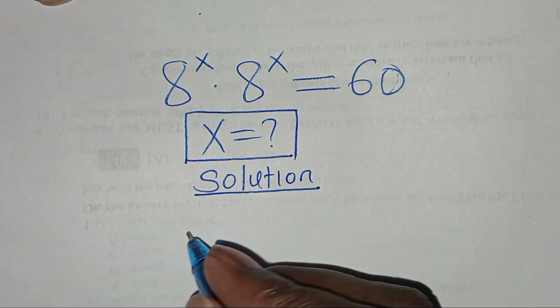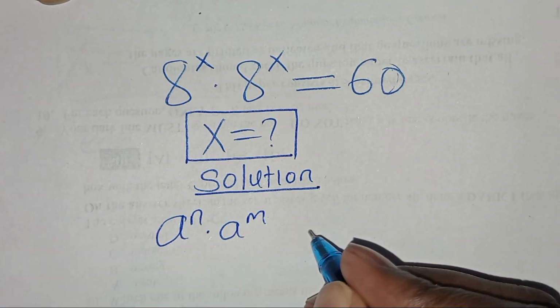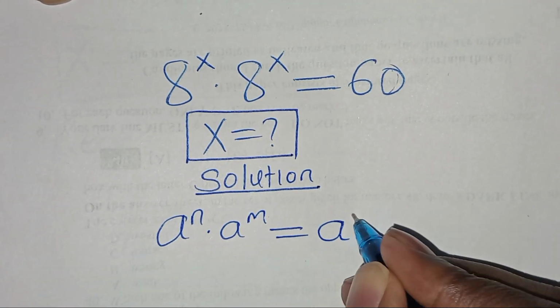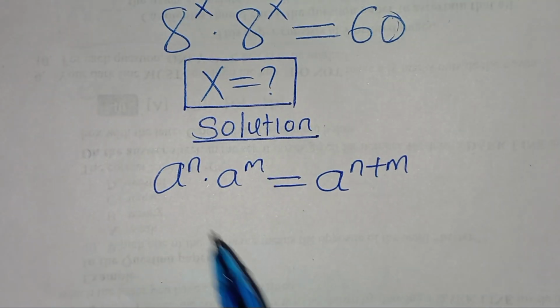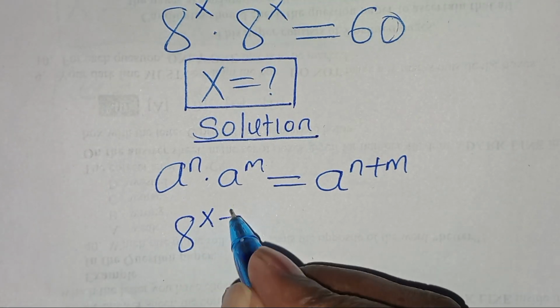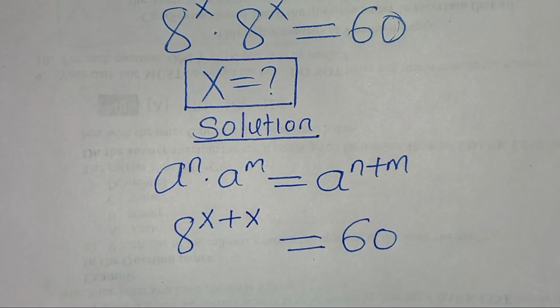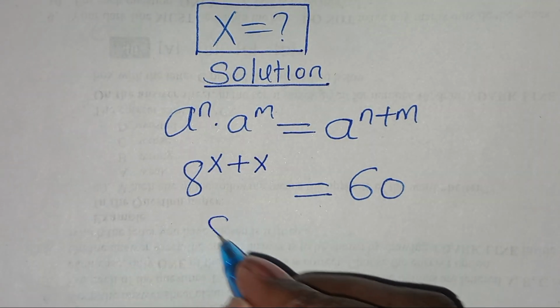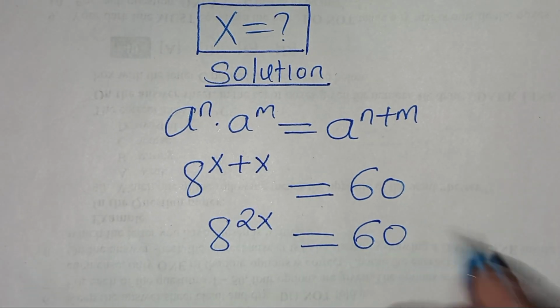This exponential equation is in the form of a to the power n times a to the power m, which we can express as a to the power n plus m. Applying this exponent property, then here we'll have 8 to the power x plus x. This is equal to 60. Now this is 8 raised to the power 2x. This is equal to 60.